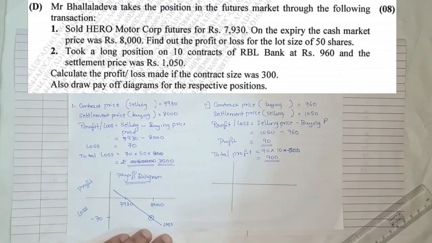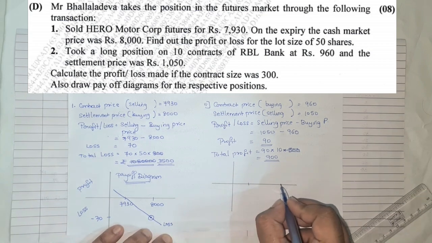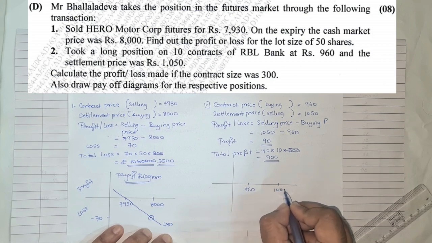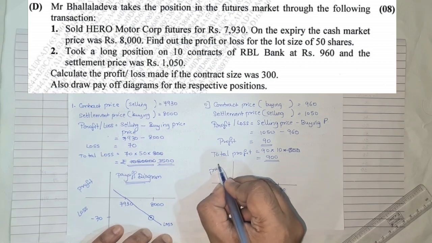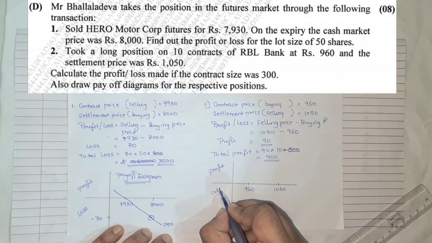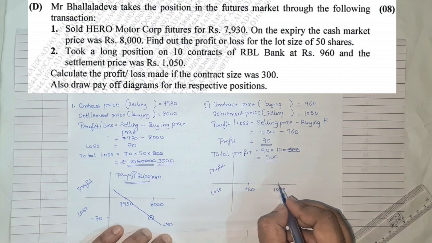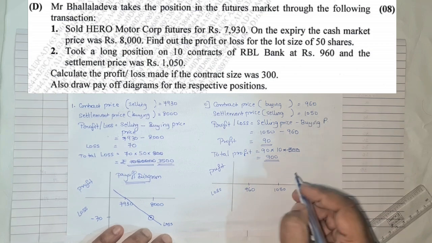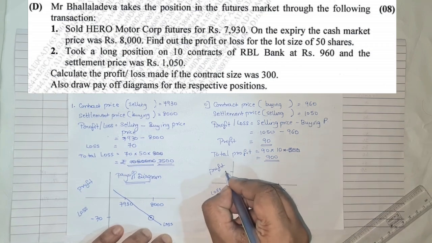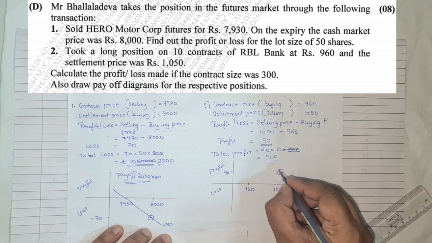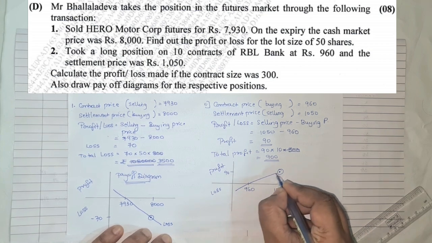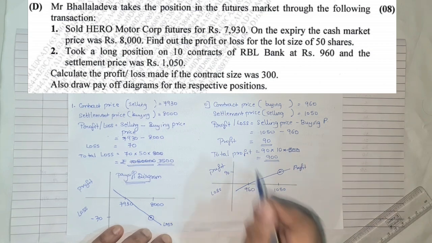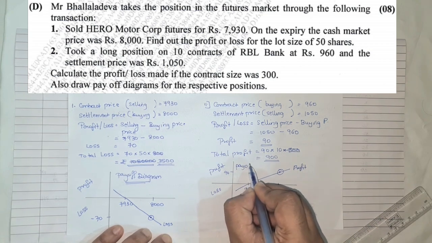Okay, so for this again, payoff diagram, two values, 960 is first and then 1050 on settlement. Okay, top is profits, bottom is loss. On the settlement date, settlement was on 1050. There was a profit of 90, so I'll make the marking 90. So from the contract date till that will be the profit. Okay, this was the payoff diagram.